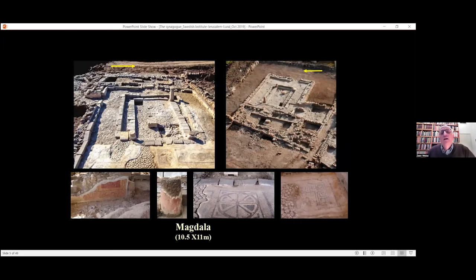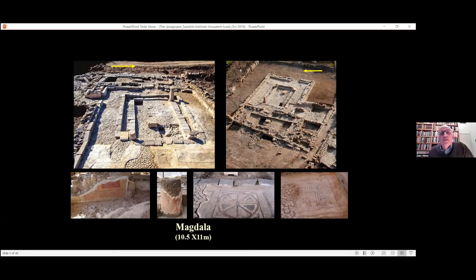Another structure, excavated more recently, is in Magdala on the western shore of the Sea of Galilee, also in the northern part of Israel. This building also followed the same pattern as those we saw before. It has a study hall. Entrance was probably from the west, through the study hall into the gathering hall of the synagogue. We can see the benches all around, along the walls, and there were two rows of columns, again, to support the roof.